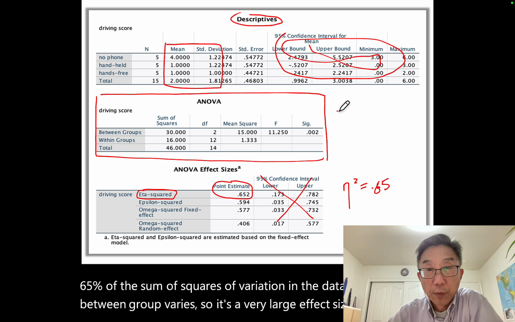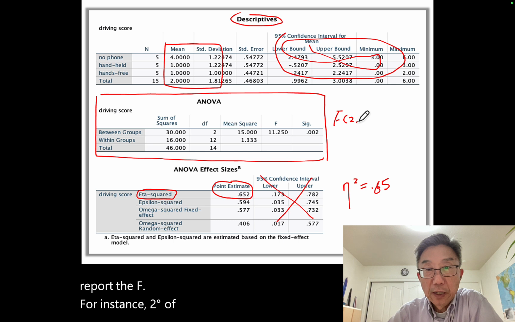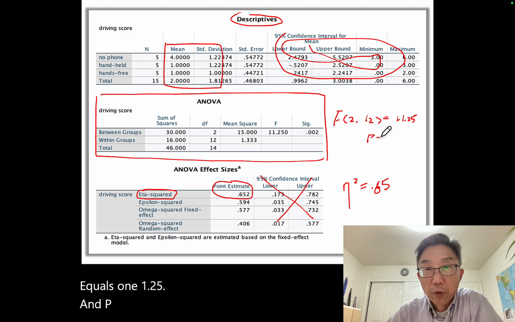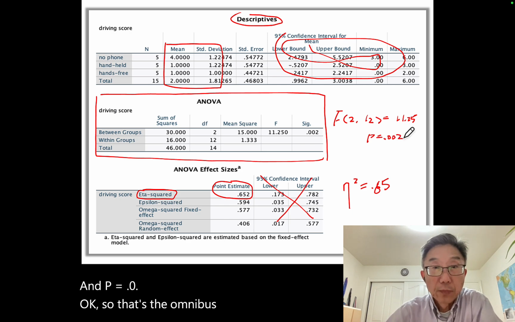And we would report F, parentheses, 2 degrees of freedom, comma, space, 12, equals 11.25, and p equals 0.002. Okay, so that's the omnibus F test.